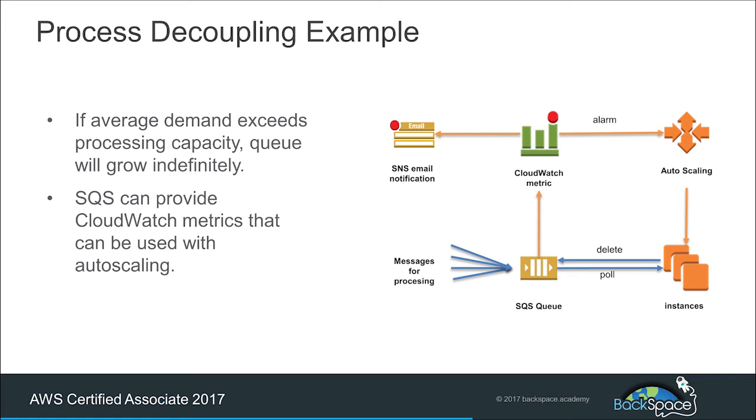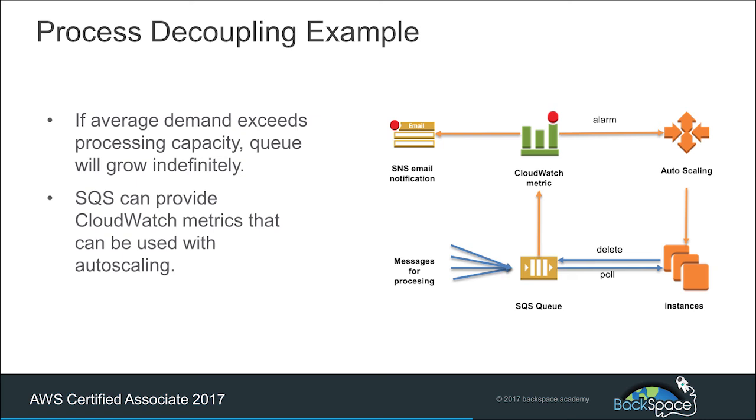The way we would do that is that we could set up a CloudWatch metric that would be based upon the length of the SQS queue. So if we get to a point where the SQS queue builds up too much, then we can have an alarm that triggers an auto-scaling event to scale out and add instances to our auto-scaling group. But at the same time, we don't want too many instances when the demand goes down.